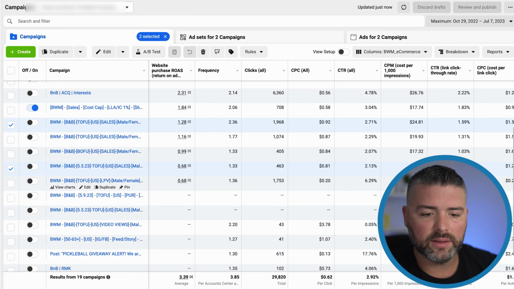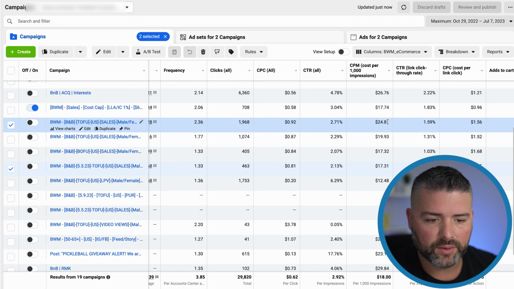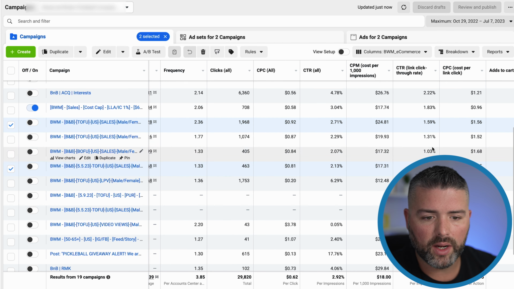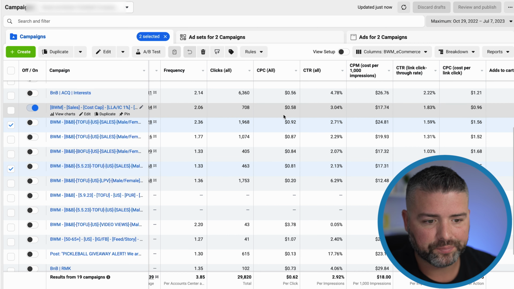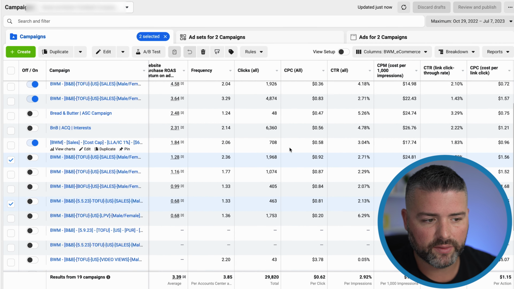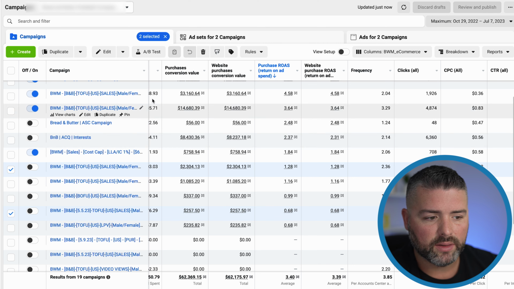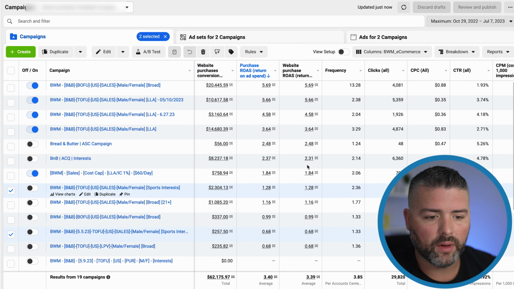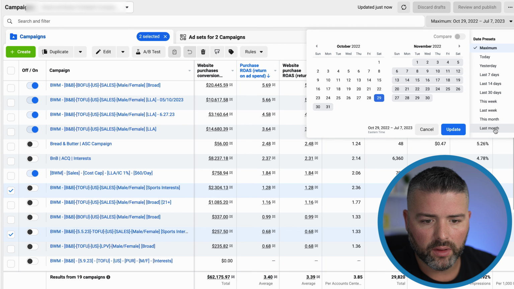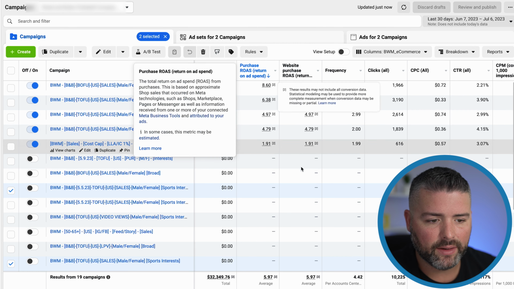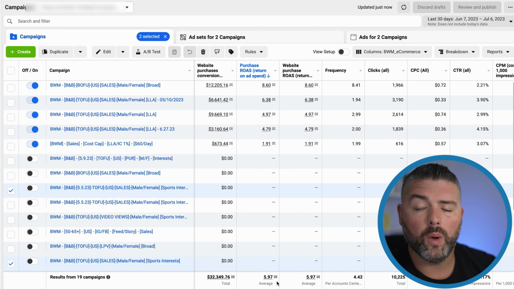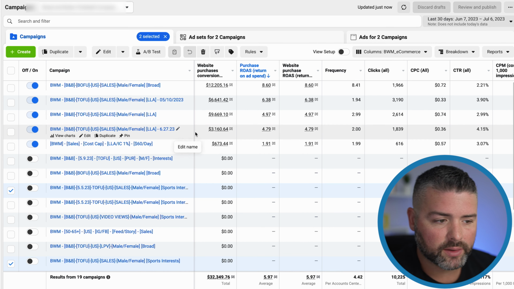We're testing this entire time. We're looking at these metrics. CPMs were all great. Click-through rates were all good. Cost per clicks were fantastic. And as you'll see, as time has gone on, we start to get better results. Now, over the last 30 days, our average ROAS is almost at a 6.